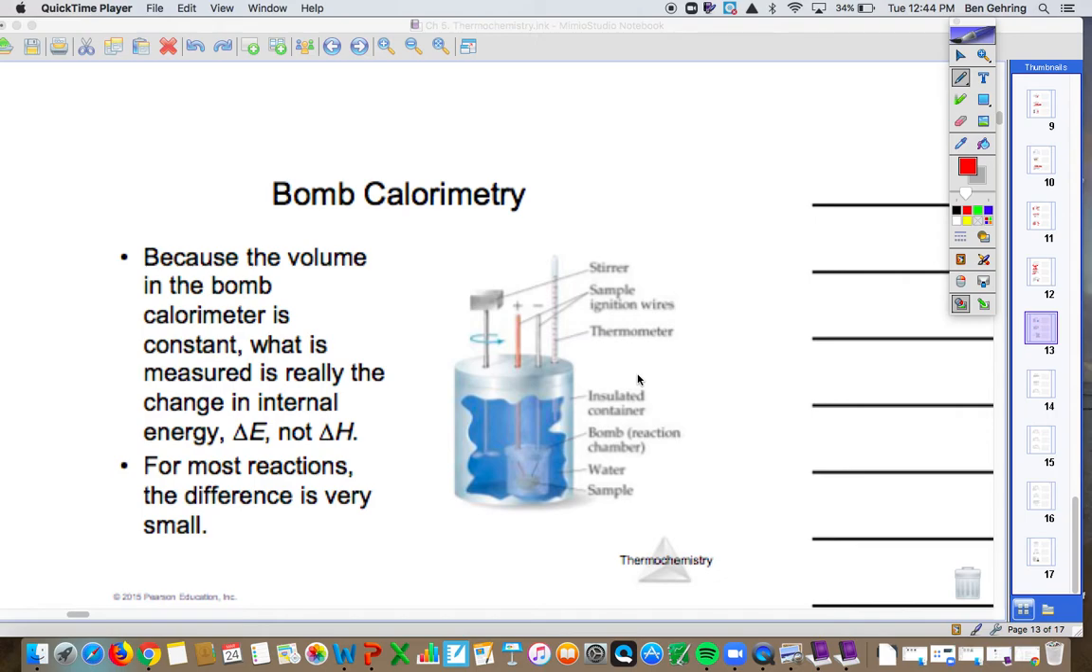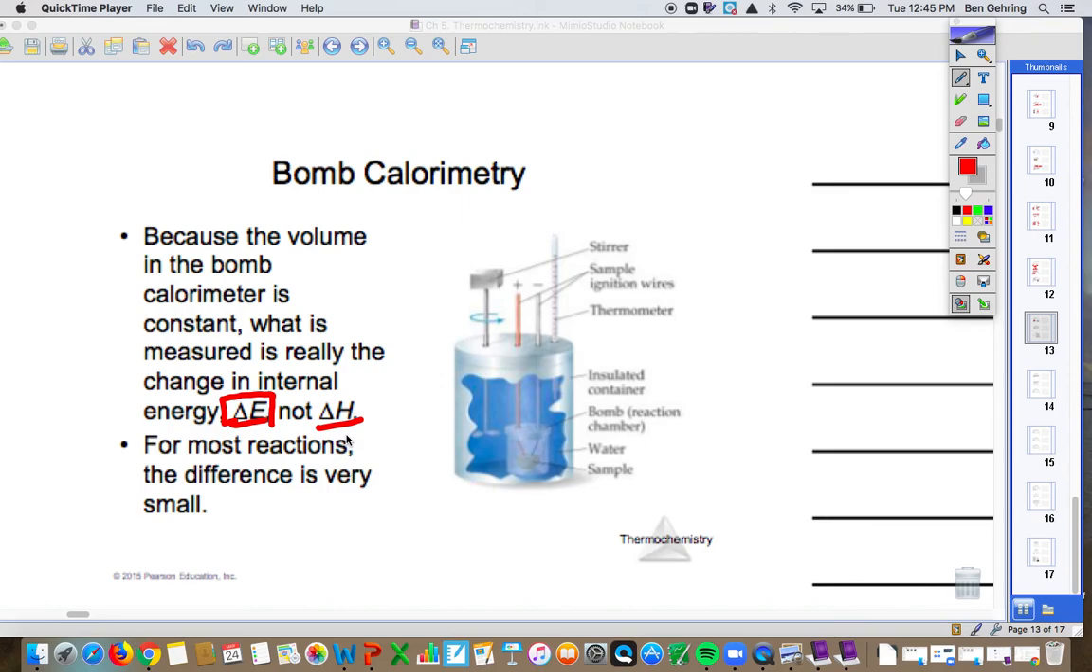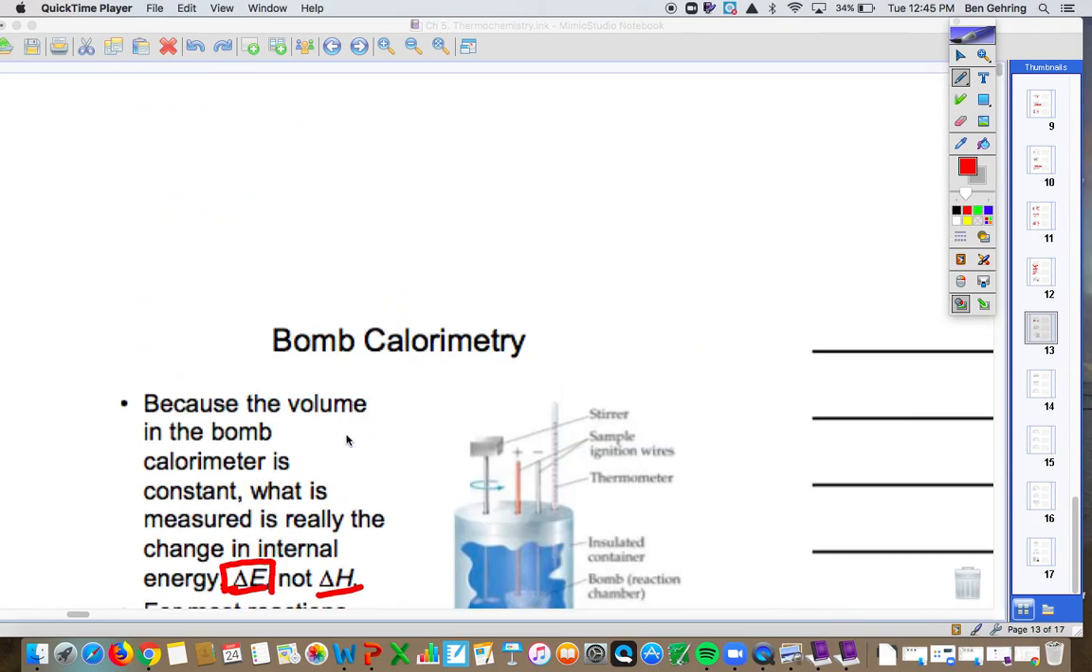Because our volume is constant, what we're measuring is the internal energy and not specifically delta H. We're not looking specifically at enthalpy, we're looking at just energy. So we're looking at delta E and not delta H. For most reactions, the difference is small enough that we call it negligible, and we just refer to it as the same thing. But we are actually looking at delta E, the energy change, not your delta H, your enthalpy overall, because there is no volume change.